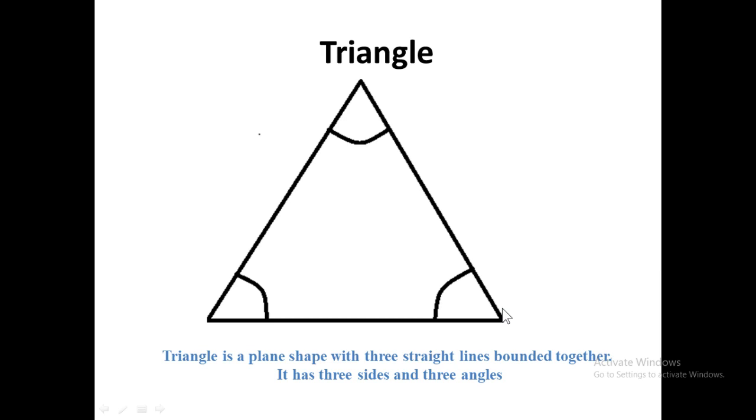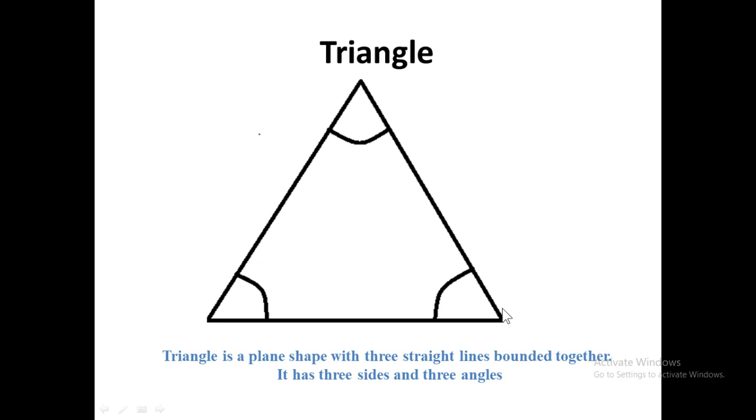We can also say that a triangle is a polygon. Triangle is also a polygon, and it's a plane figure with three straight lines bounded together. So when these three straight lines are bounded together, a triangle is formed.